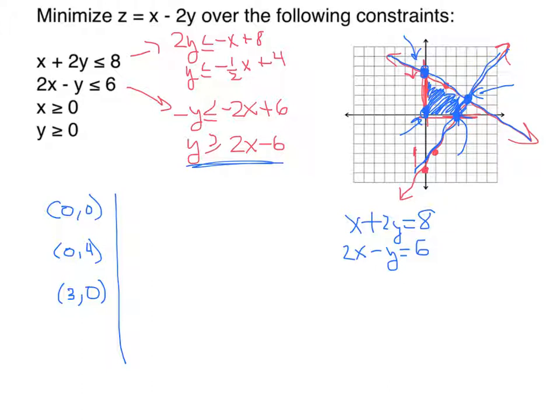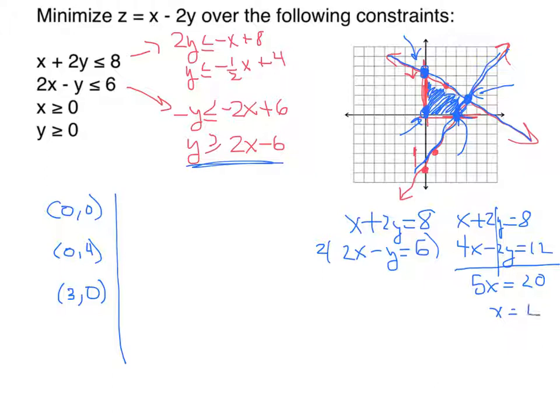Now you can solve this either using substitution or elimination. It doesn't matter. I'm going to solve it using elimination. So I'm going to multiply this entire equation by 2. We get x plus 2y is equal to 8. And we get 4x minus 2y is equal to 12. So when I add these equations together, the 2 y's cancel. I get 5x is equal to 20, and so x is equal to 4.